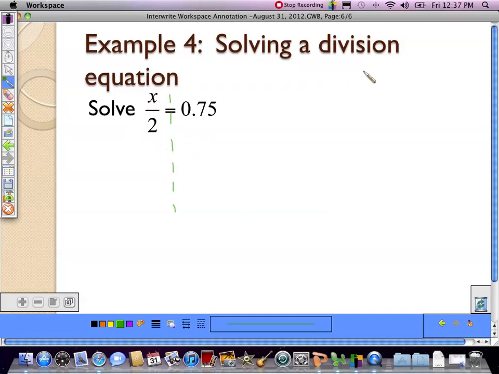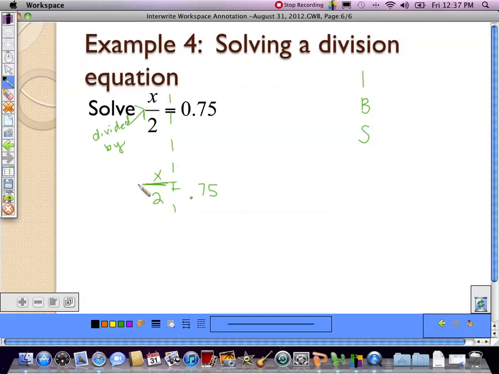Now, we're going to perform IBS. But first, we need to figure out what operation this is. We have learned from our prior lessons that this fraction bar is really division. It means divided by. This is x divided by 2. So we have x divided by 2 equals 75 hundredths. What is the inverse operation of dividing by 2?